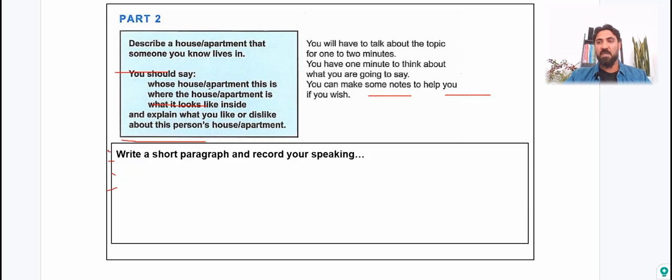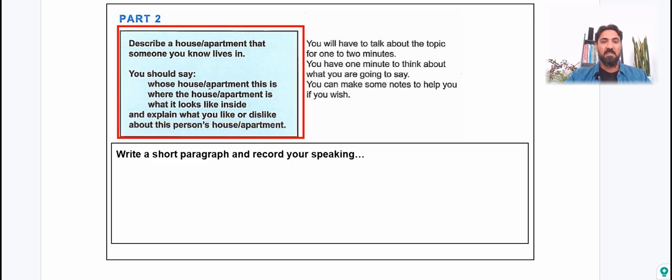As you can see, in section 2, we have a topic card which you will receive, and this is a sample of a topic card. You have to describe a house or apartment that someone you know lives in. So this is a descriptive question. You have to describe a house, a physical object.